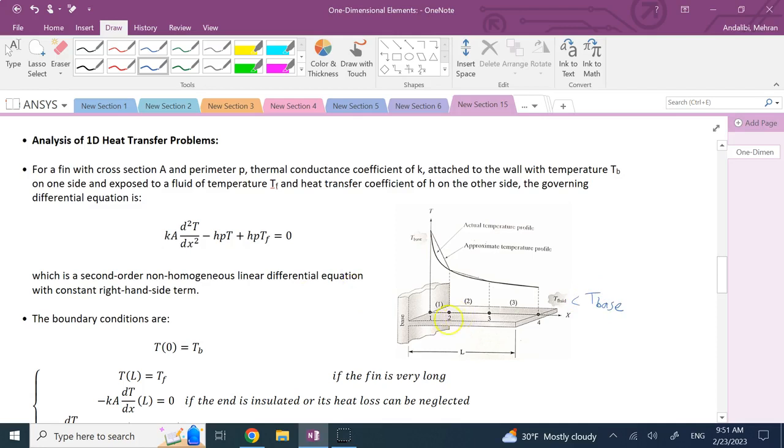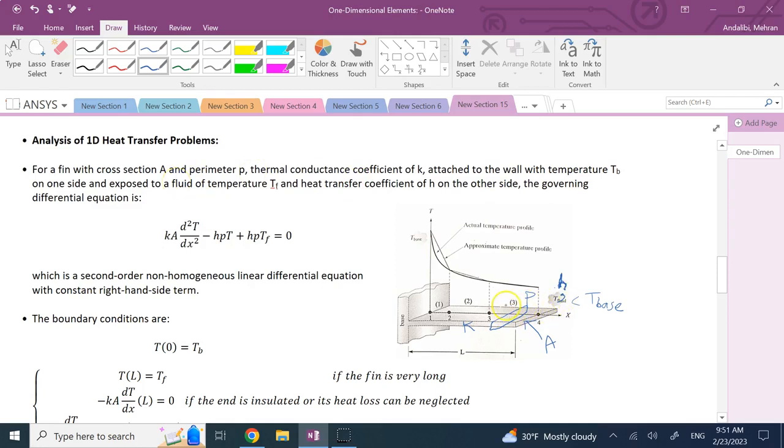And the conductance in this material is K. The cross section of it is A. The perimeter is P. And the heat transfer coefficient of the fluid is H, or you might call it the film coefficient, right? In ANSYS, H. So these are the parameters that you have in this case.